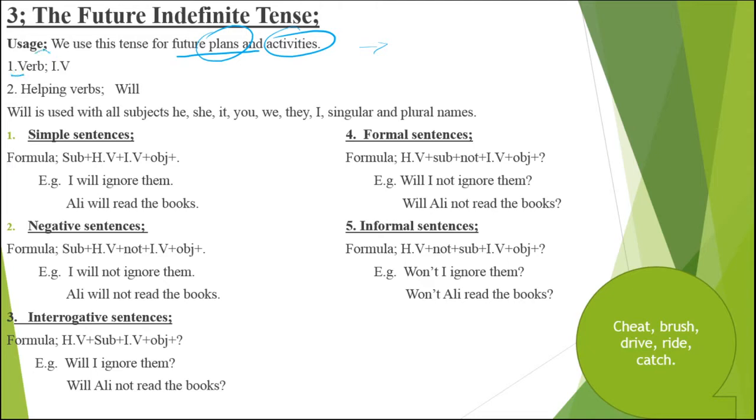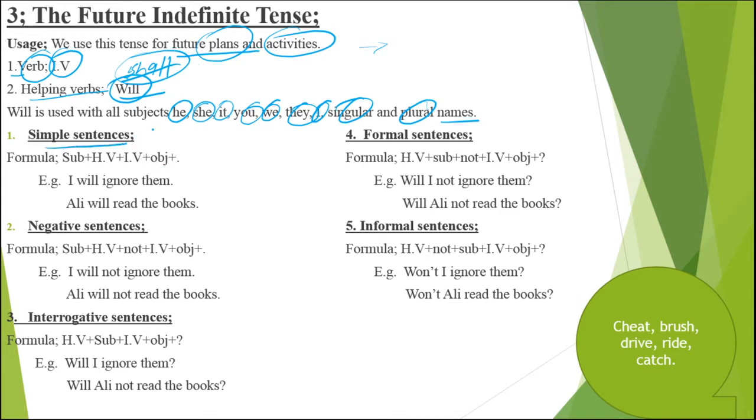The important point number one, verb. Here in this tense we use the first form of the verb, and helping verbs. Before, there were two helping verbs, will and shall, but in today's time shall is removed, not used as a helping verb or primary verb. Keep in your mind, as a modal auxiliary verb it is still used, even shall is used with you, we, they, I, all subjects. We will discuss it in modal auxiliary verbs, but here as a helping verb we are using only one nowadays, and that is will. Will is used with all subjects like he, she, it, you, we, they, I, singular names and plural names. We have got, as usual, five kinds of sentences.